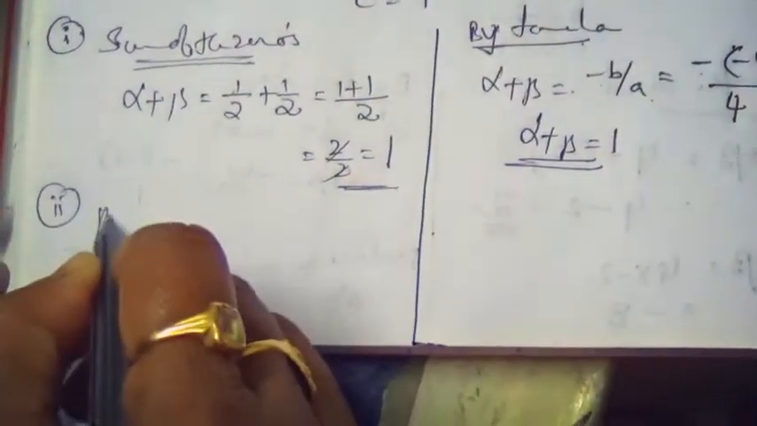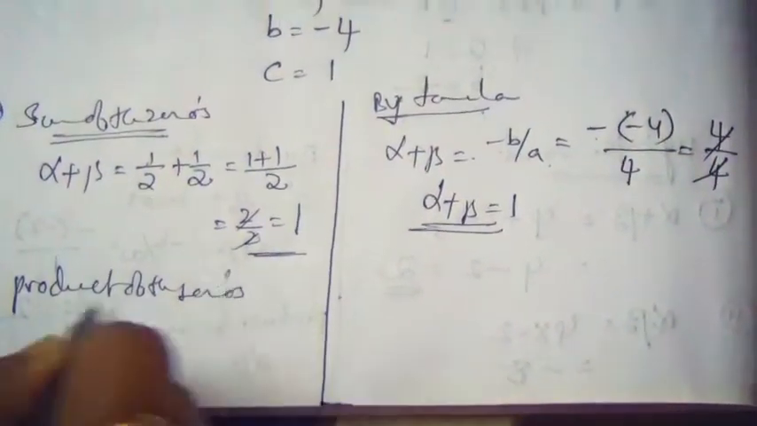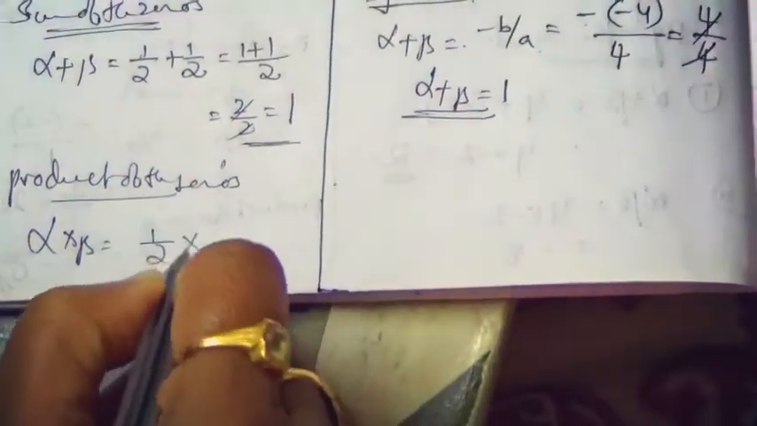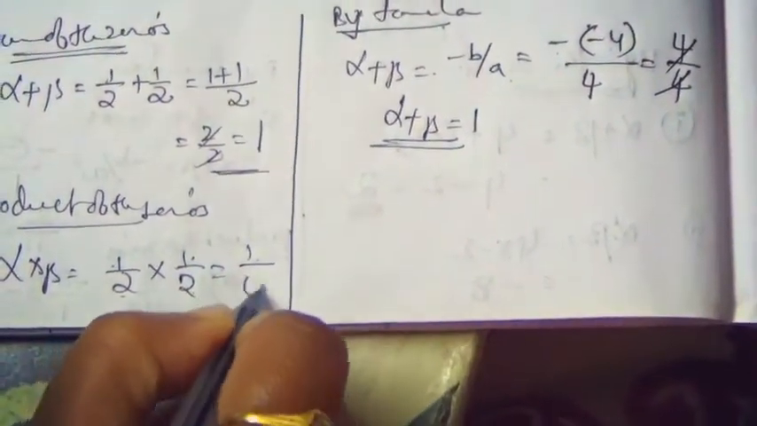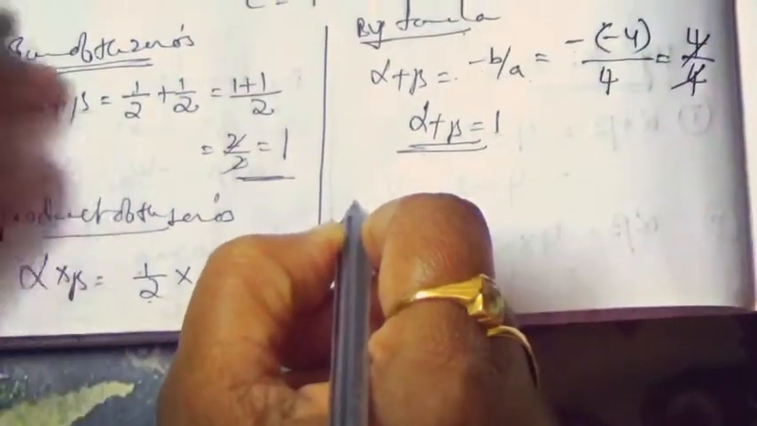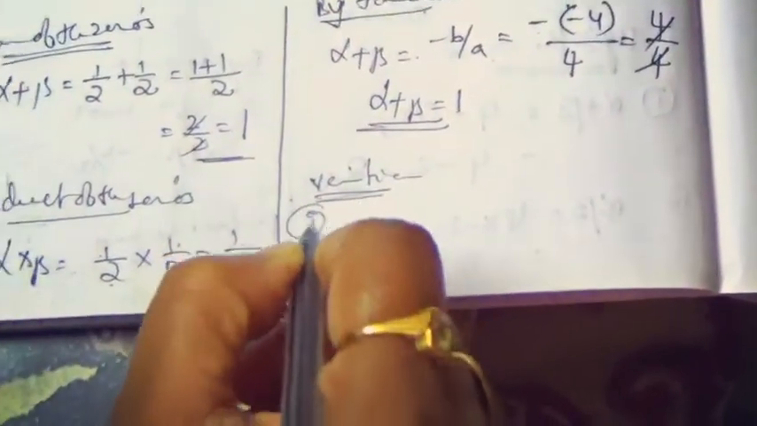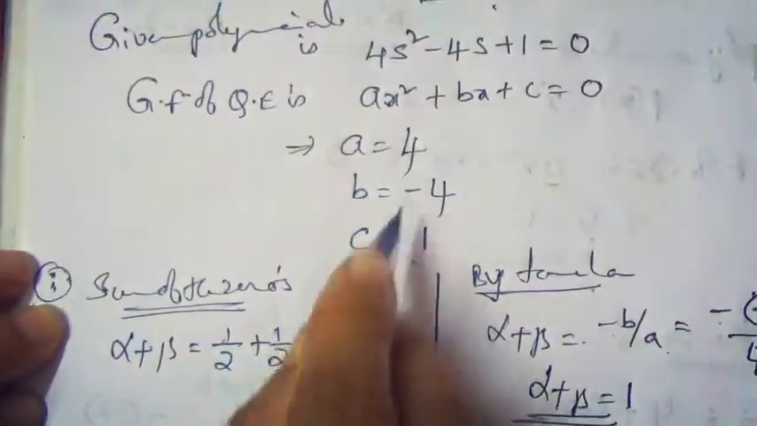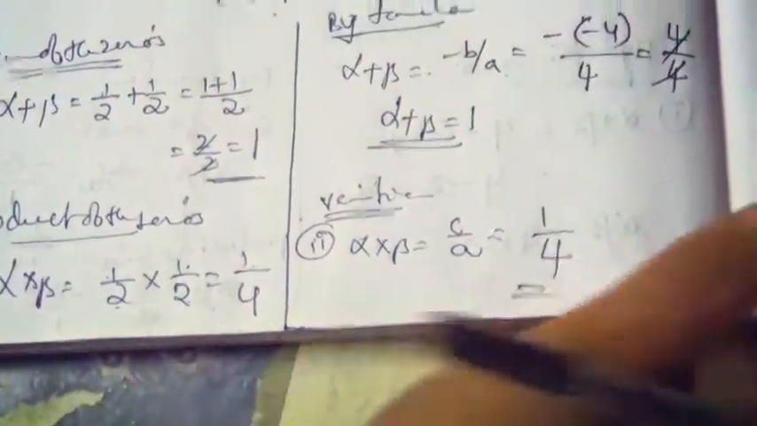So the second one, the product of the zeros. Alpha into beta is equal to 1 by 2 into 1 by 2, that is equal to 1, 2 2's are 4. Second, verification by formula: alpha into beta is equal to c by a. What is the c value? 1. What is the a value? 4. So 1 by 4 directly, okay?